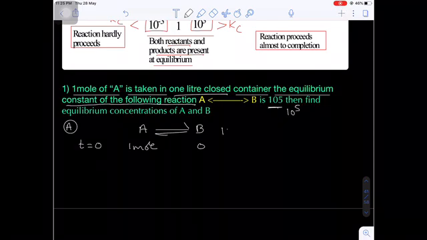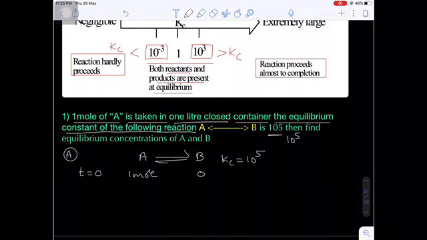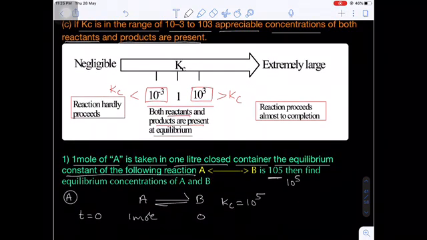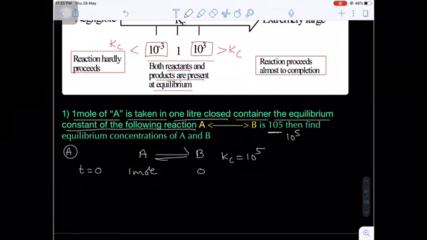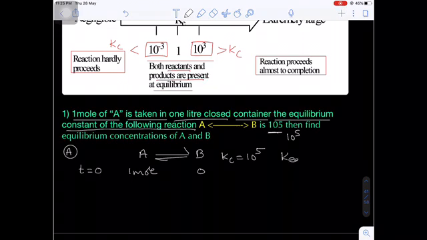Now the Kc value given to you is 10 raised to 5, a very high value. That means, as per the reference value I told you above, greater than 10 raised to 3, the reaction almost goes to completion. The information regarding the Kc, which is 10 to the power 5, means the K equilibrium is very high.